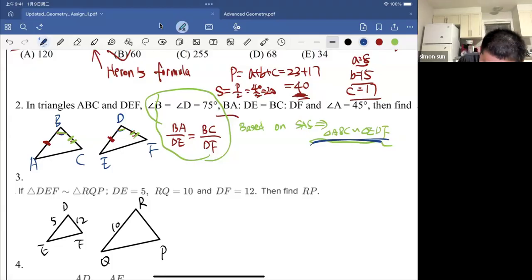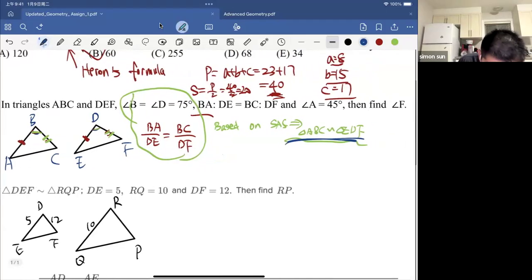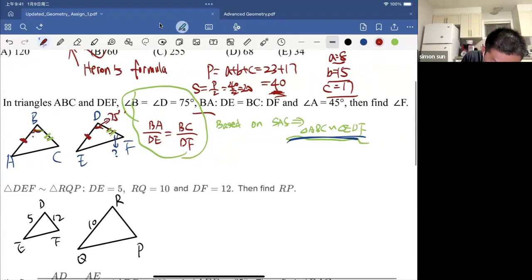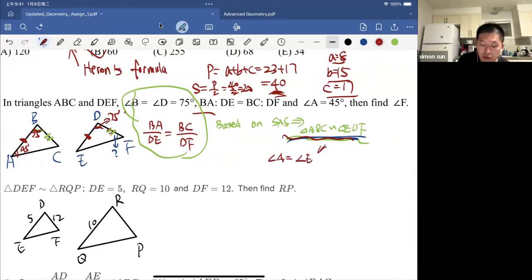Now we want to find angle F. We want to find this one. And we already know angle D is 75 degrees, angle B is 75 degrees, and angle A is 45 degrees. Now we already proved those two triangles are similar, so we can say angle A will be equal to angle E based on similarity, so it will be equal to 45 degrees.